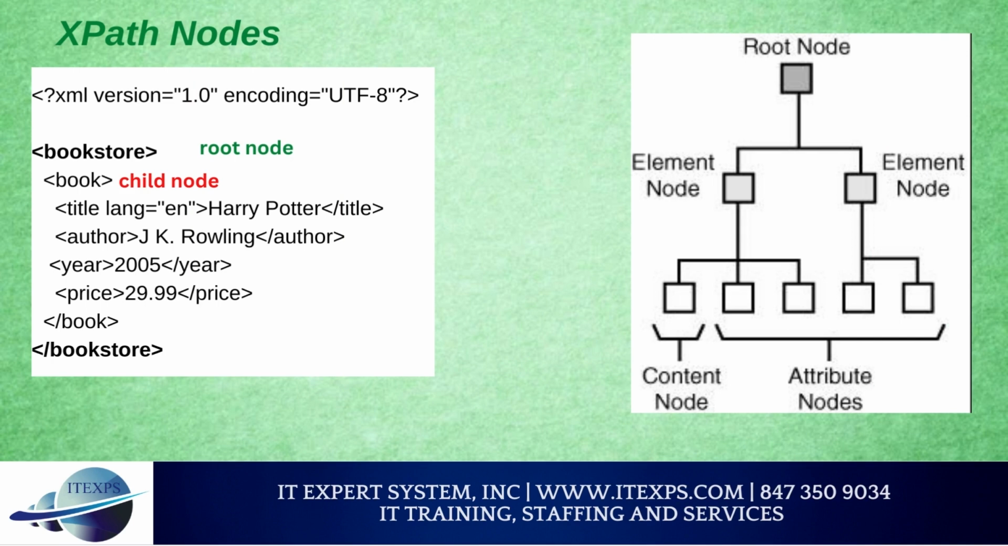XPath nodes. In XPath there are 7 kinds of nodes: element, attribute, text, namespace, processing instruction, comment, and root nodes. XML documents are treated as trees of nodes. The topmost element of the tree is called the root element. Look at the following XML document.